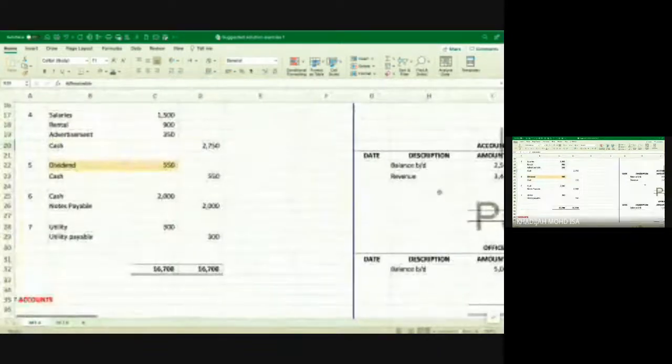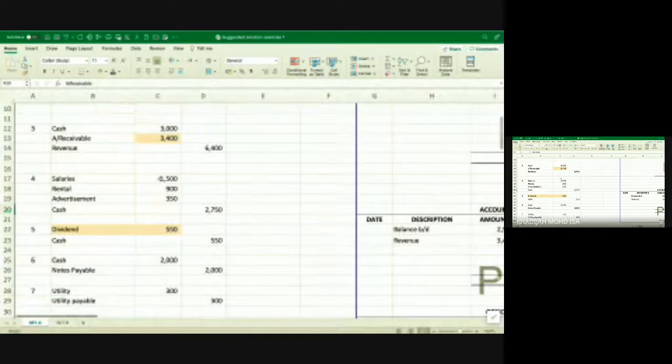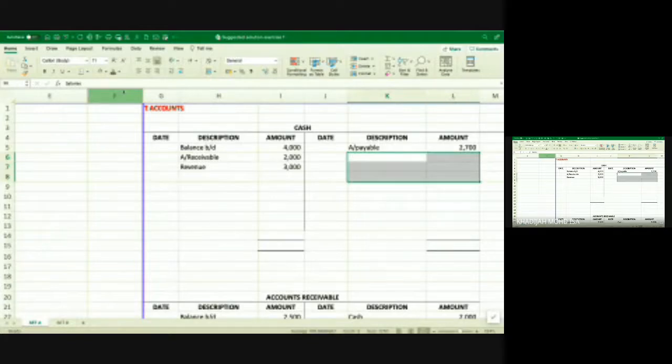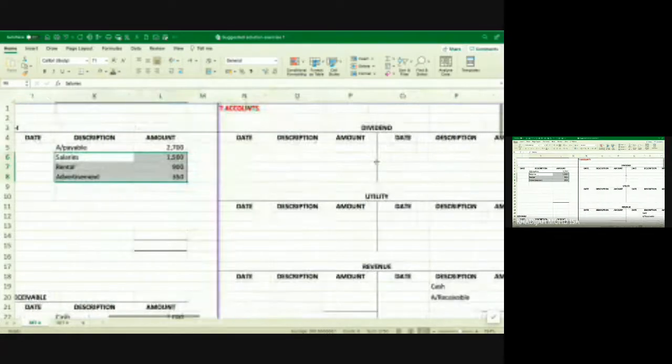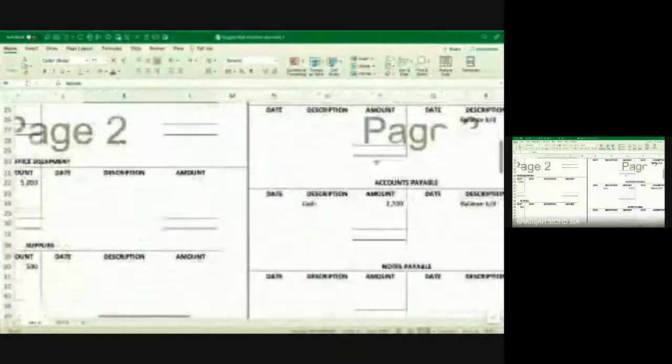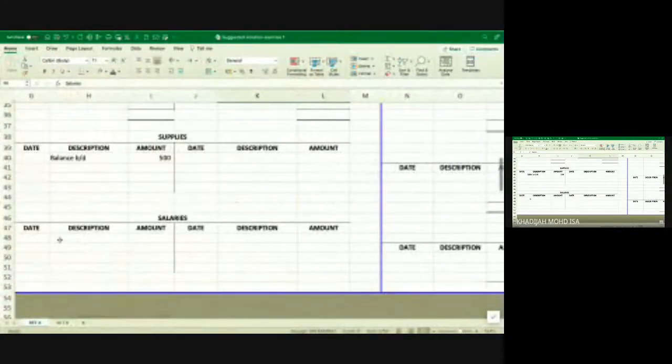Okay, and then what else do you do? You have your salaries, rental, and advertisement. So you pay up for all these, 2,700. So in your cash, I believe that you have to have the three items: salary, rental, and advertisement. But for these expense accounts, you're going to open up your salary account. Where is your salary? Notes payable, utility. So salary, you have a debit here.